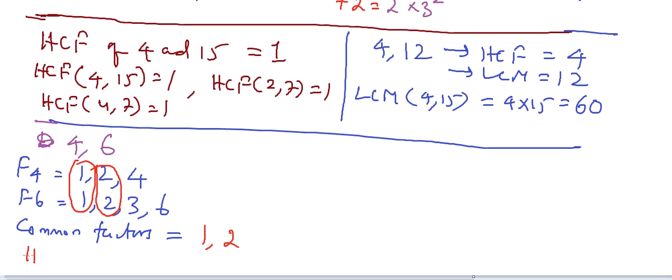Now HCF means highest common factor. Out of these, which is highest? 2. 2 is highest. Therefore, the HCF of 4 and 6 is 2.